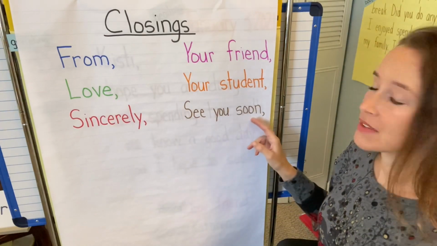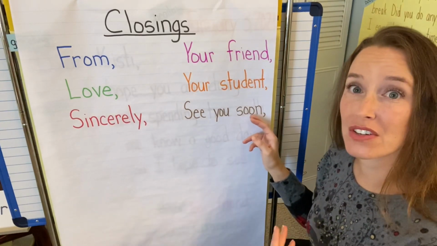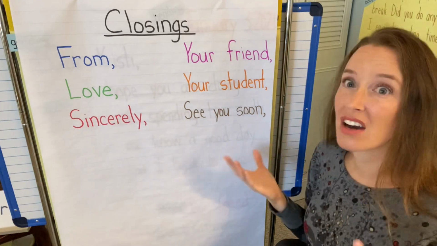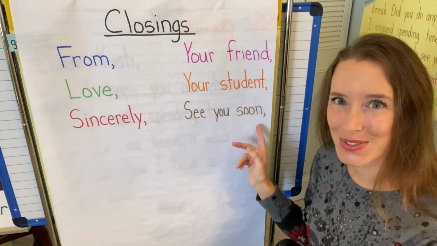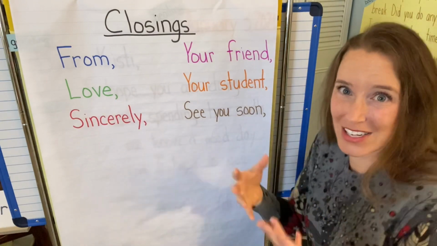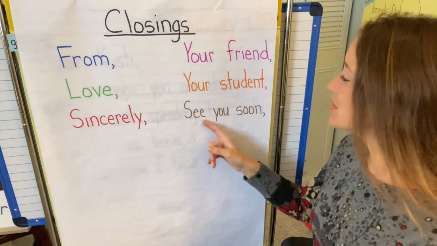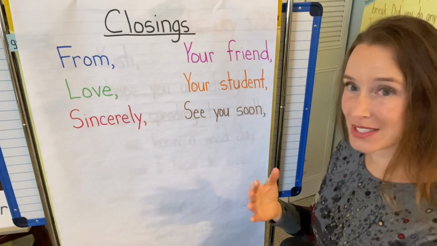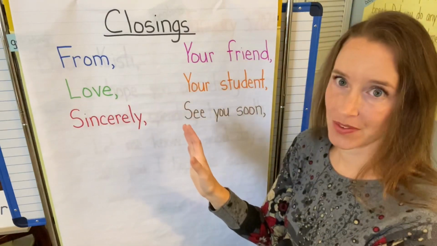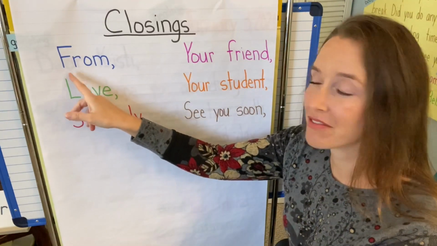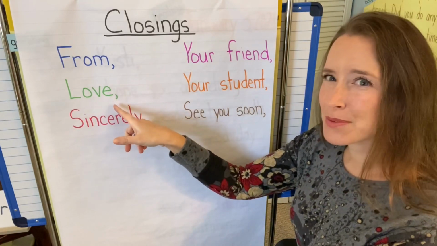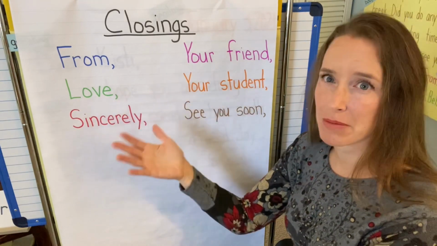See you soon. That could be for anybody, especially if there's somebody you're going to see. Now, if you're writing to the governor, you wouldn't write see you soon because you're not going to see them. So this would be for anybody who you actually see, okay? So see you soon is one for somebody you see. From can be for anybody, okay? So this is a very common one. From is for anybody.